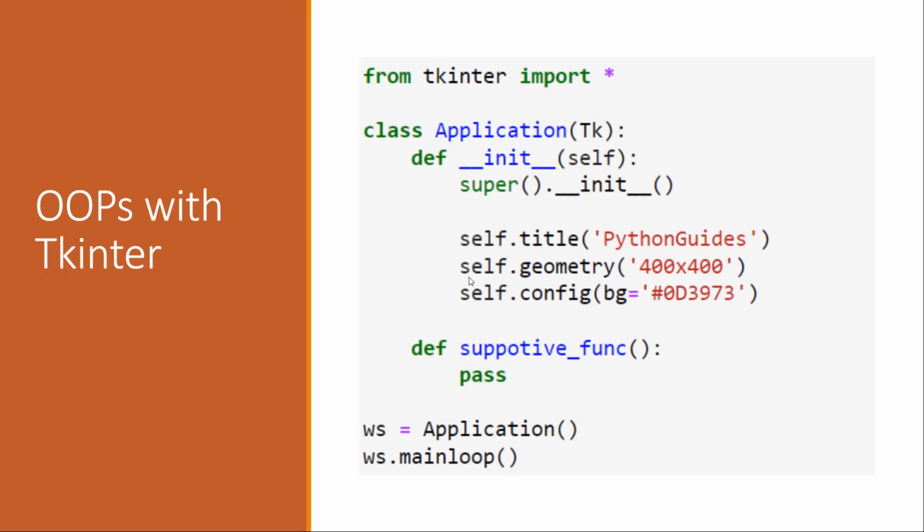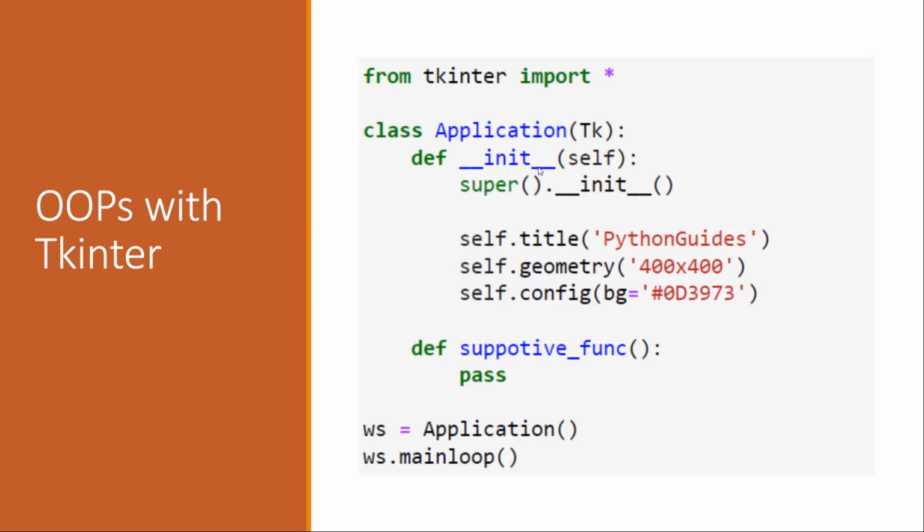When you have to write an object-oriented program with Tkinter, this is the format for that. First of all, we are going to import Tkinter. Either you can import a specific module or you can just type an asterisk for all the functions. Then you have to write class in lowercase and provide a name to that class. In my case, I have provided Application, and inside the parentheses, I have to mention Tk with capital T and K. It is basically the one coming from this module.